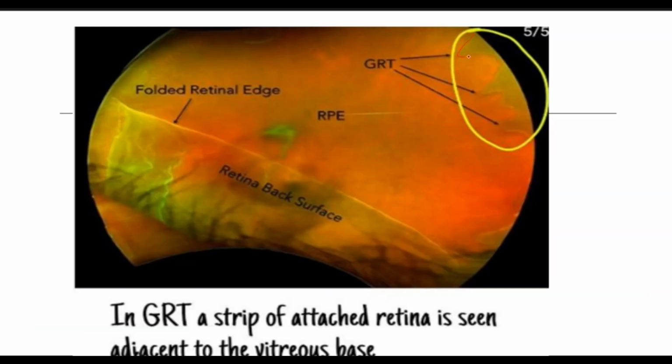Again, you can see a normal area of the retina here at the anterior edge, whereas the posterior edge of the tear has actually folded on itself, and what you see over here is the back surface of the retina.